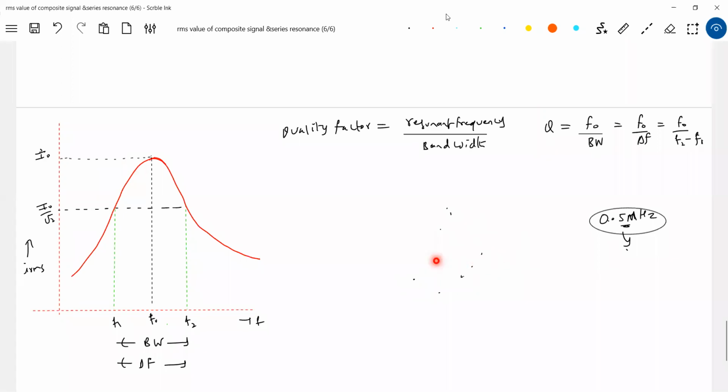So let's go for the calculation. What is the maximum power? P naught is equal to the maximum power.